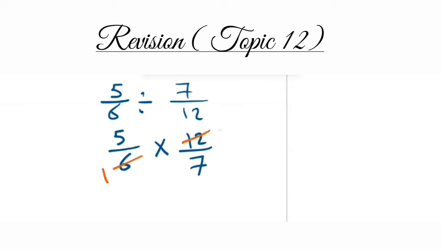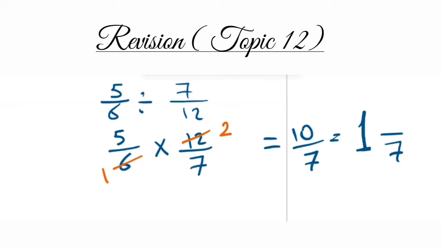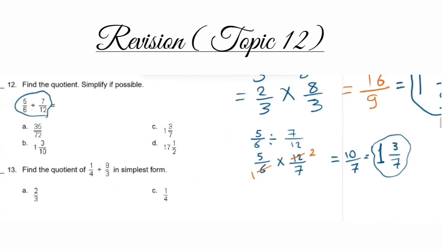So 6 divided by 6 is 1. 12 divided by 6 is 2. Multiply. 5 multiplied by 2 is 10. And 1 multiplied by 7 is 7. And 10 over 7, write 7 of course at the denominator. 10 divided by 7 is 1. 1 multiplied by 7 is 7. The remainder from 10 is 3. So the answer is 1 and 3/7.